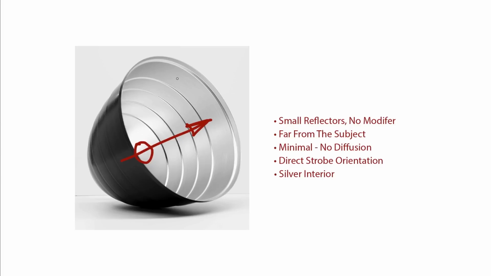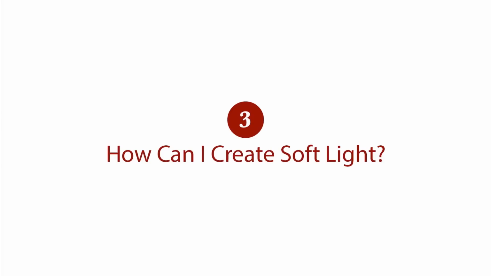All right, and again, that direct strobe orientation, no diffusion. You can use minimal diffusion if you want. The more diffusion that you use, the softer the look is going to be. But you can vary the hardness with diffusion. But typically, I end up not using that much diffusion, if any. Okay, so that's hard light. And next, the converse. How can I create soft light?